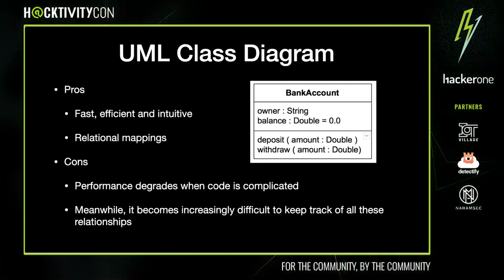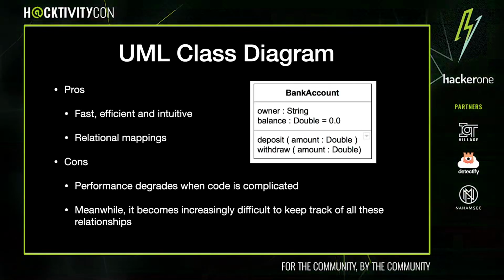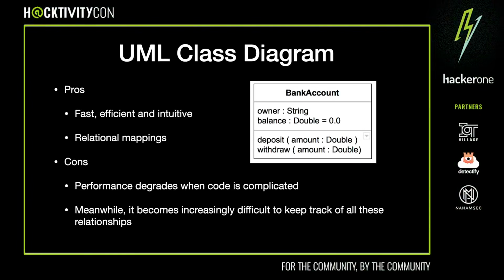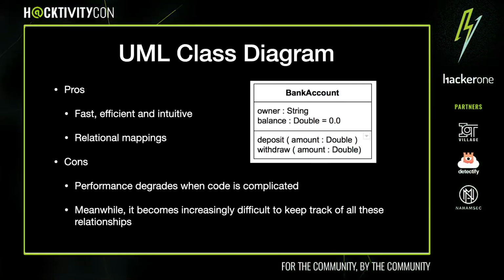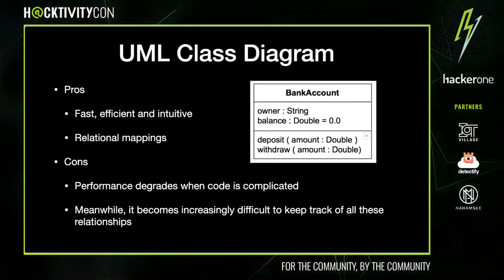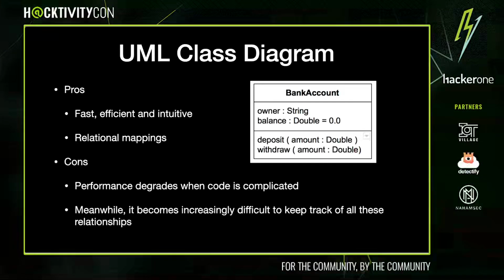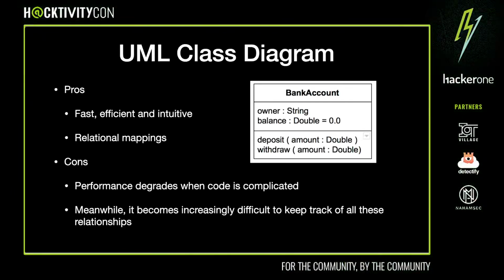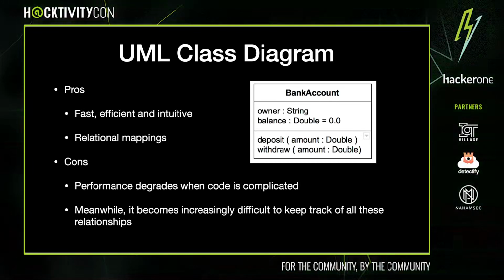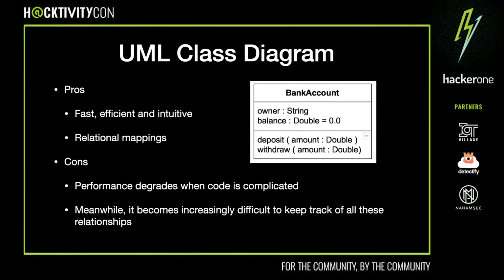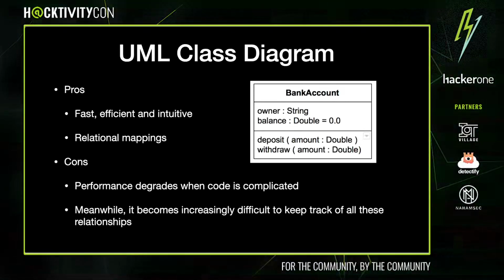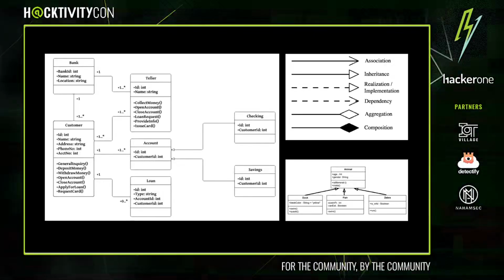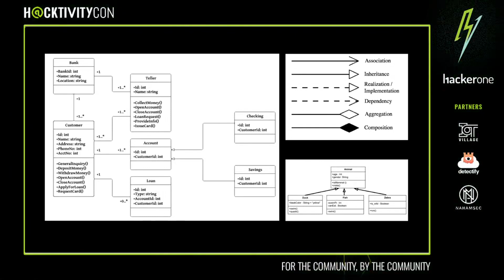And the second one, the UML class diagram, is a graphical notation used to construct and visualize object-oriented systems. A class diagram in the Unified Modeling Language is a type of static structure diagram that describes the structure of a system by showing the system's classes, attributes, operations, and relationships among objects. Here are some class diagrams in UML.